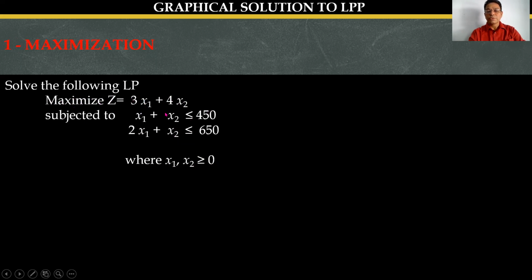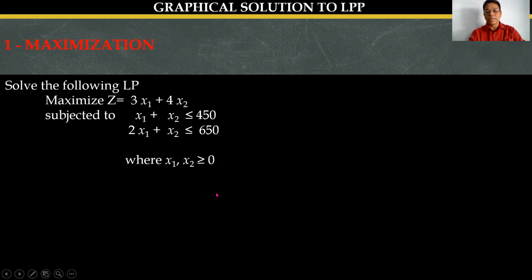So we will solve this to find the value of x1 and x2 such that the objective is to maximize, and we'll get the maximum value of z. These are the two constraints. The first constraint is having inequality of less than or equal to type, and the second constraint is also having inequality of less than or equal to type. And x1, x2 should be greater than or equal to 0.